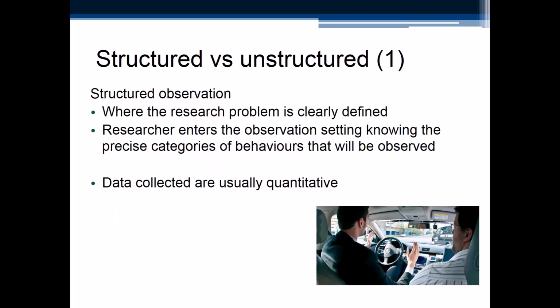So to begin with, structured versus unstructured. Structured observation is typically very quantitative. This is where the researcher goes into the setting with a very clearly defined problem. They know what they're going to observe. They know what that behavior looks like and what an instance of that behavior will be.